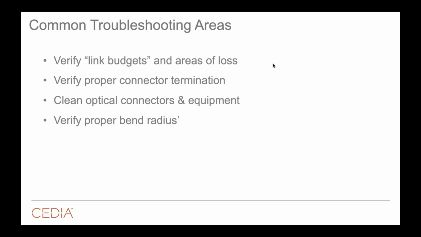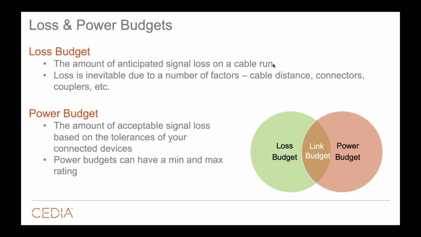Link budgets, areas of loss, very, very, very important. And frankly, a link budget is something that most people who've been working with fiber for years don't really fully comprehend. And the reason is they haven't needed to. And here's the reason why. I'll get to that in a minute. But before we get there, let's understand what that link budget is. It's comprised of the loss budget and the power budget.